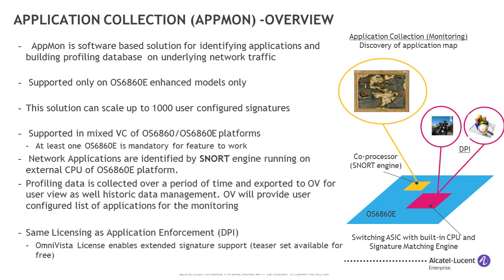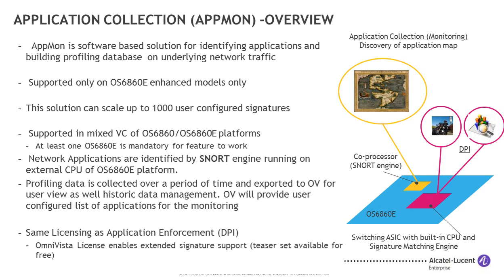It utilizes the coprocessor on the 6860E. We analyze what's going on. We might burn it in for a few days or a few weeks and collect statistics on the network. We utilize the OMNIVISTA platform to present those statistics to you, as well as to provision the signatures it's looking for. Once we've looked at it for a period of time, we can do something with it, and that's when we push the applications down into hardware to be able to control the data.